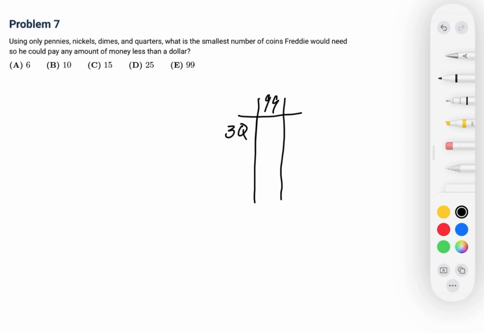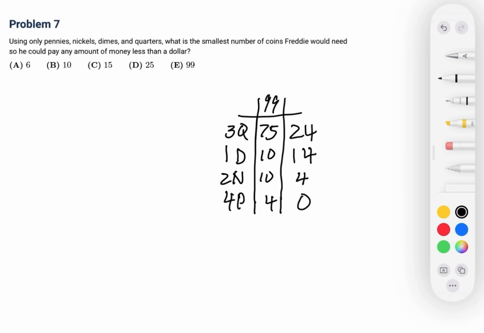Going through the same process, we're going to use 3 quarters, 75 cents, which leaves us with 24 cents. This time, we can use 1 dime, which is 10 cents, which brings us down to 14 cents. Then, we can use 2 nickels, which is 10 cents, which brings us back down to 4 cents. And then, from there, we can use 4 pennies, 4 cents, which brings us back down to 0. Then, adding up the number of coins, we see that the answer is B, 10 coins.